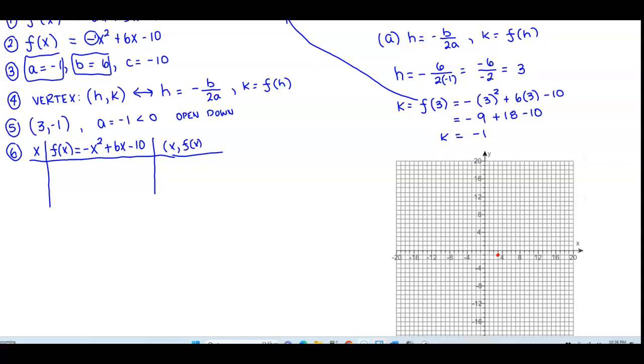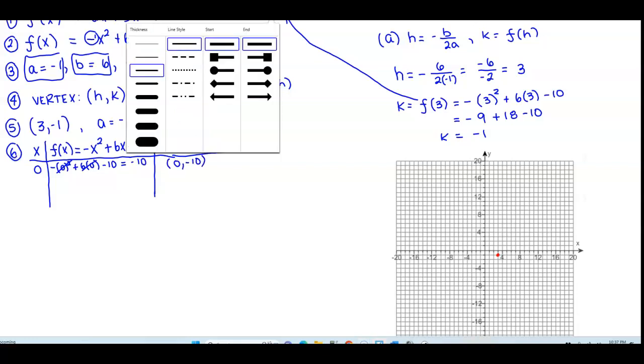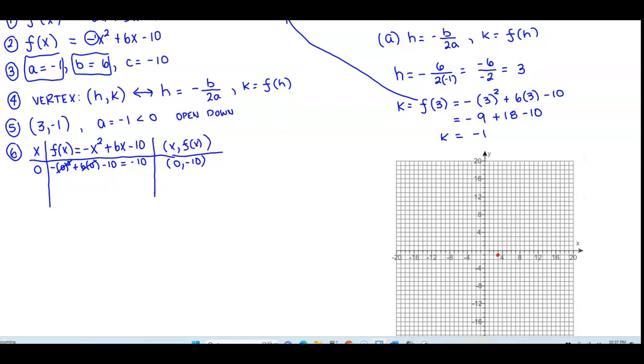We want to first determine the y-intercept, meaning where it crosses the y-axis. Remember that the y-intercept is when x is equal to 0. So we're going to plug 0 in for x: negative 0 squared, plus 6 times 0, minus 10. This gives us 0, this gives us 0, so we get negative 10. The ordered pair is 0, negative 10. Let's plot that on the graph, going 0 and then all the way down to negative 10.